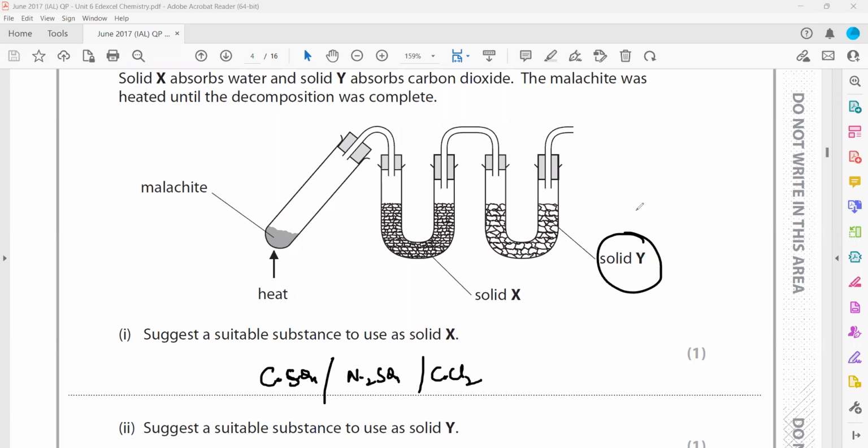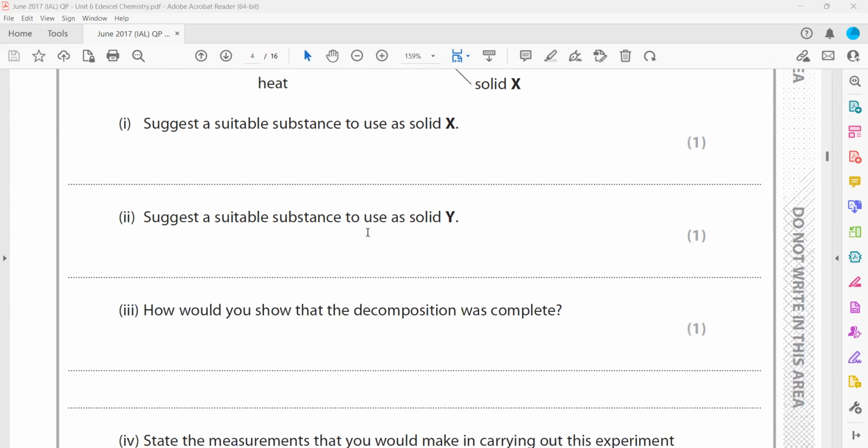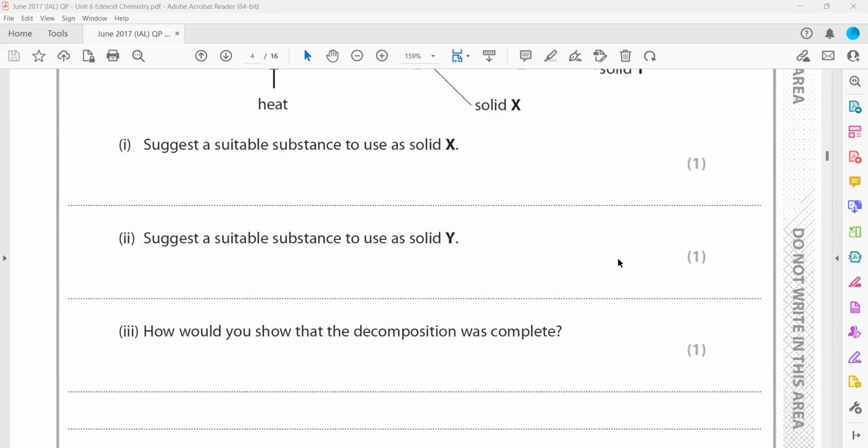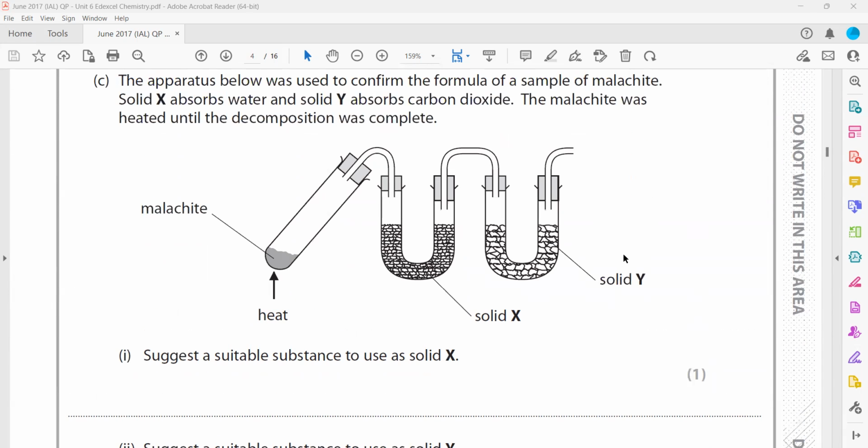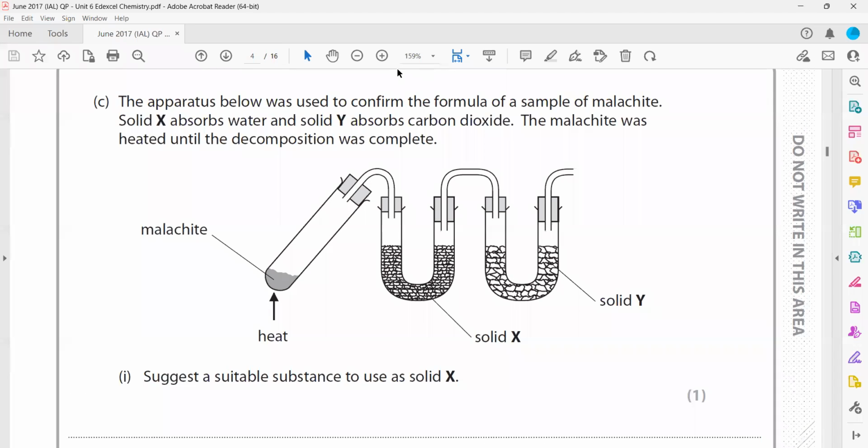So this solid Y should be either calcium hydroxide, potassium hydroxide, or sodium hydroxide, because an acidic gas can react with an alkali. How would you show that the decomposition was complete? So how can we identify that no further decomposition is happening? Usually, whenever we want to make sure that the thermal decomposition is complete, we heat to constant mass. What does it mean to heat to constant mass?